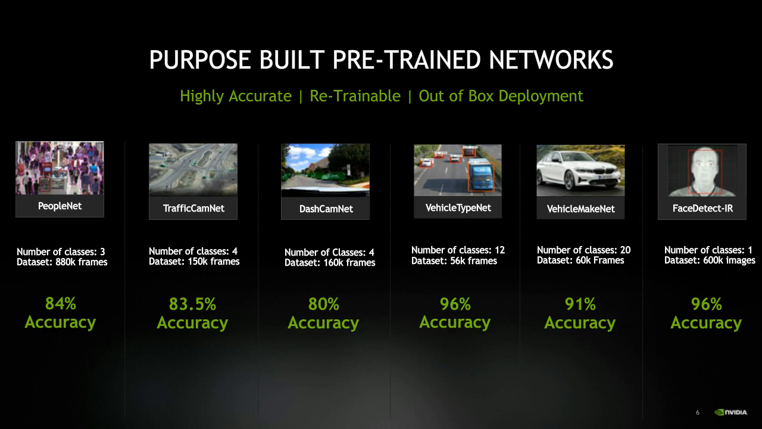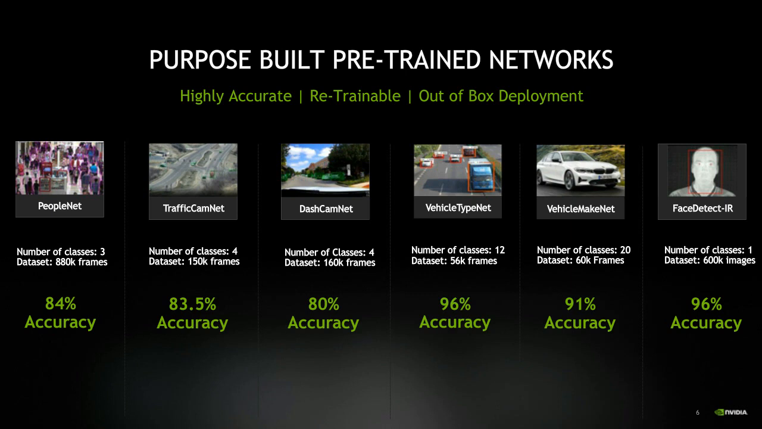The TrafficCamNet model can recognize cars, bikes, pedestrians, and road signs. This is very useful for a smart city application where you want to track cars on the road for traffic analysis. DashCamNet model is trained on images collected from a dashboard inside the car. Useful for auto application where you want to create an alert based on what is happening in front of the car. The vehicle type and vehicle make models are useful for smart city application where you want to categorize cars on the road. Finally, the FaceDetect-IR model is an extremely accurate model to detect faces from a low light infrared camera. This can be used for auto application to monitor drivers inside the car.